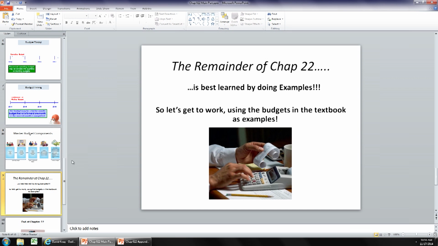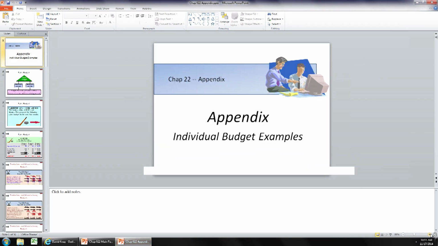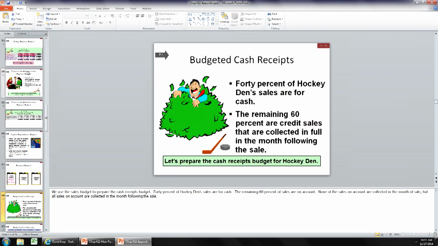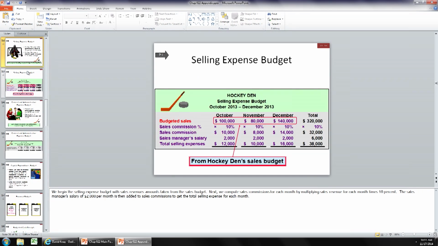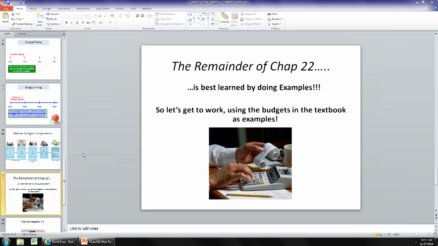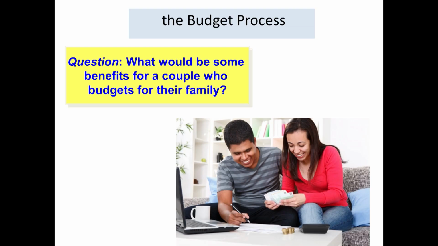Now on D2L, I actually do have an appendix, okay, to chapter 22. And this gives individual budget examples if you want, okay? Now, I'm not going to go through these at all, but if you want to have these, those are out there for you to print, okay? But I choose to just look through real homework problems, real examples, and just work through those. You with me? Okay? But be aware that the chapter 22 appendix is on D2L if you'd like to have it. Okay, let's talk about some general basic budgeting concepts in regards to master budgets and planning, okay? All right, the budget process.